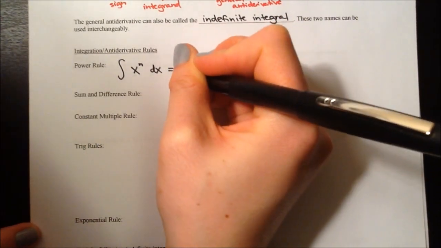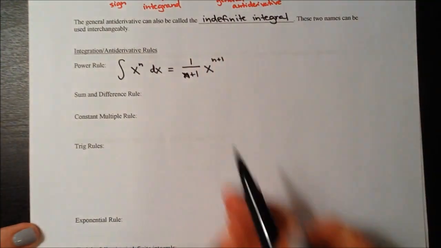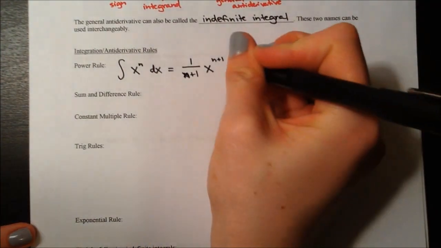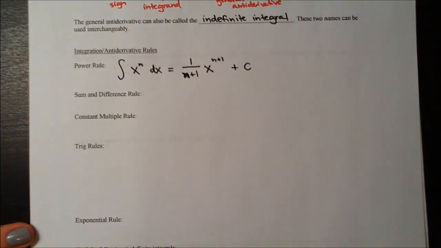Oops, that's an n plus 1, sorry, n. So 1 over n plus 1 times x to the n plus 1, and then of course plus c. So if you're taking the antiderivative of x squared, that would be 1/3 x cubed plus c. If you're taking the antiderivative of x to the 9th, that would be 1/10 x to the 10th plus c.